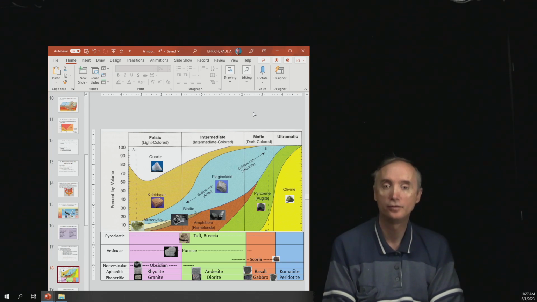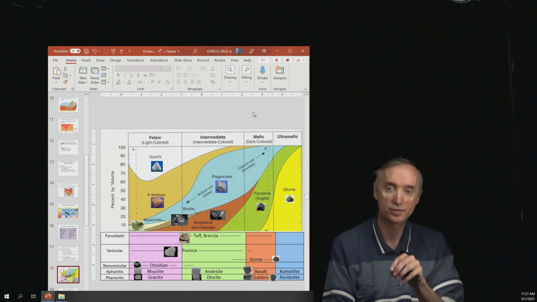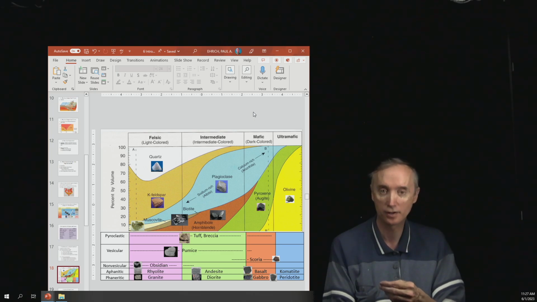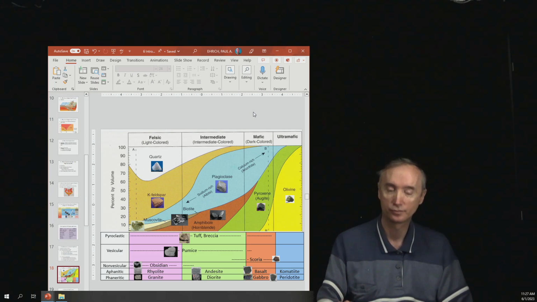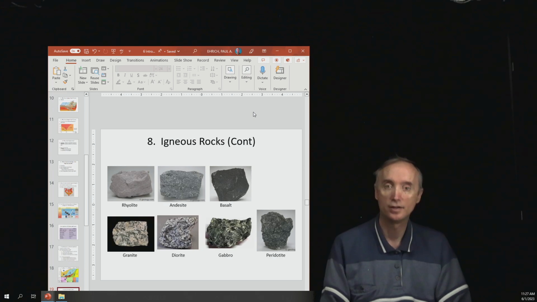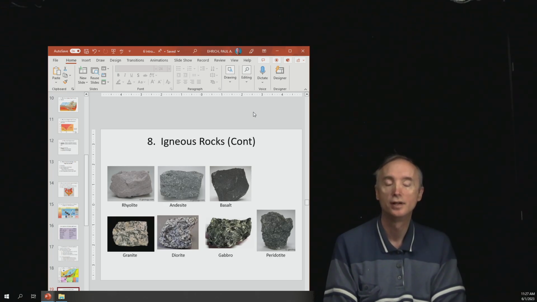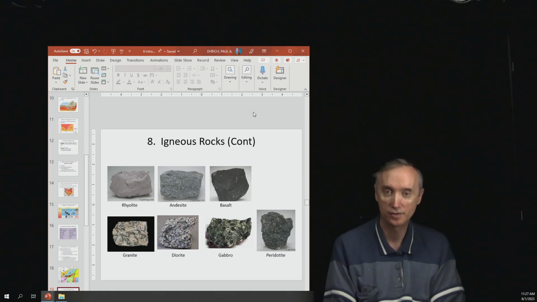Then you have the other kinds of rocks. So you have the aphanitic, and you also have the phaneritic rocks, and how they are classified. All right, so let's go through some of the important rocks that you'll need to know for the exam.